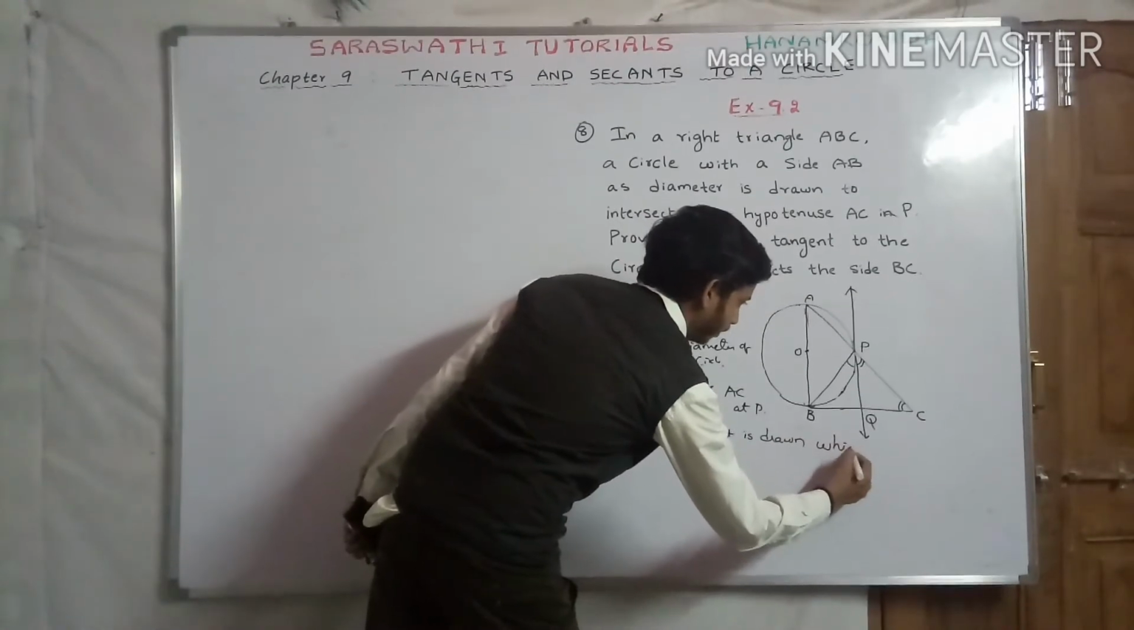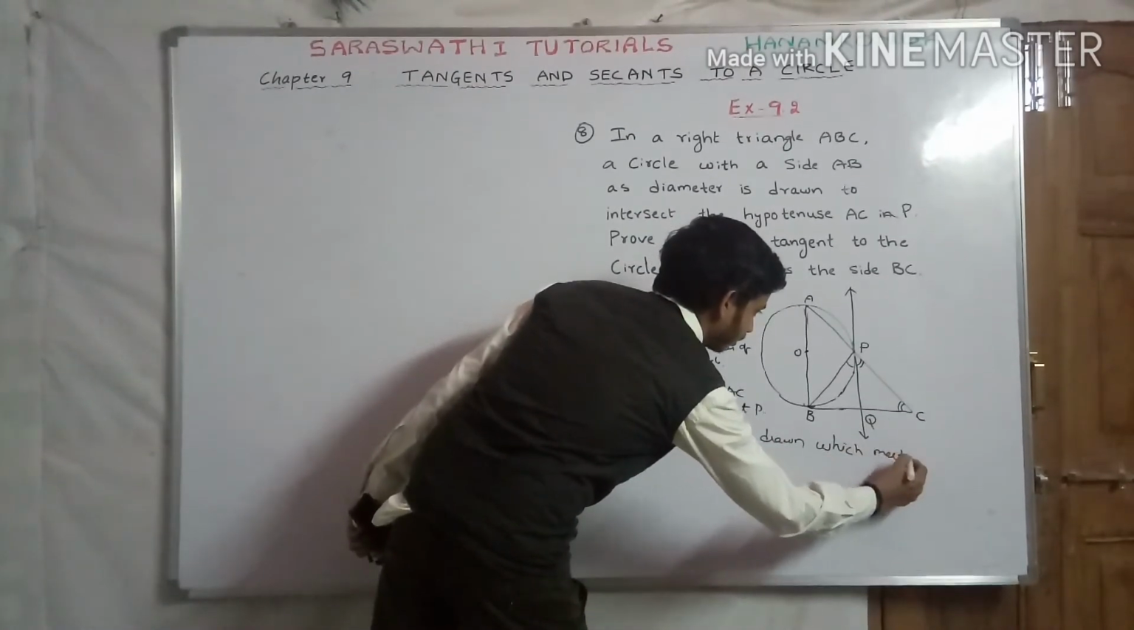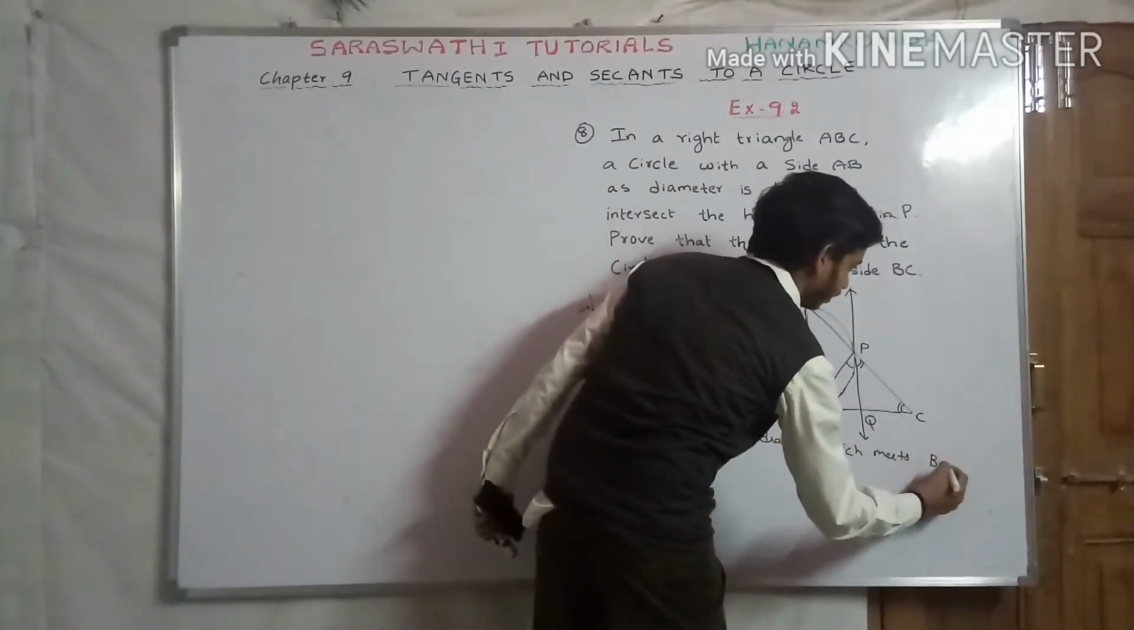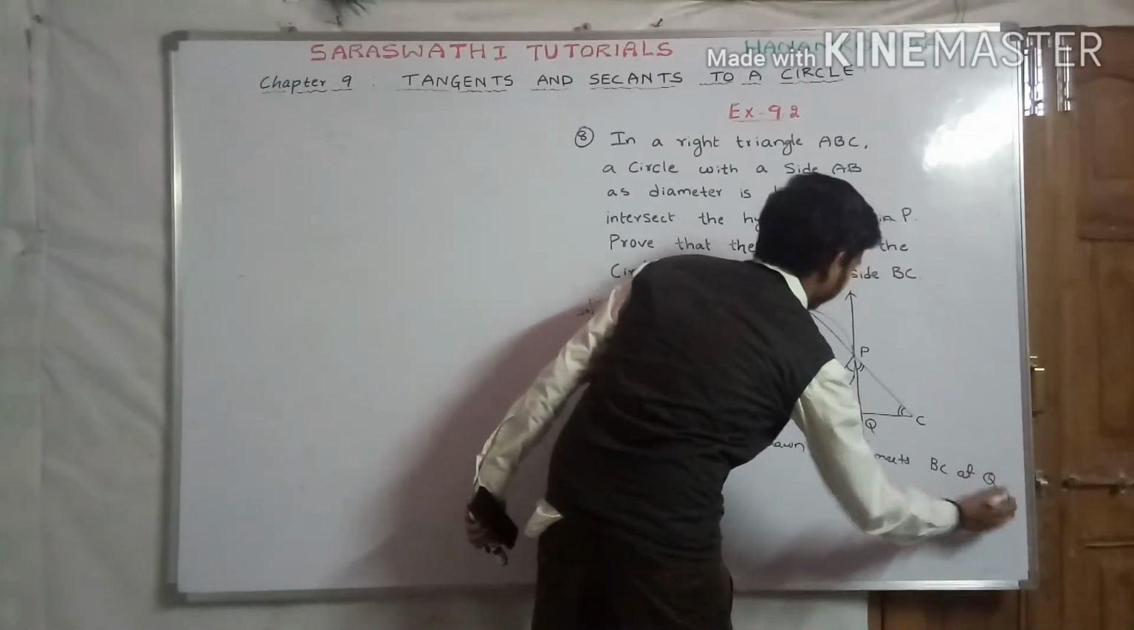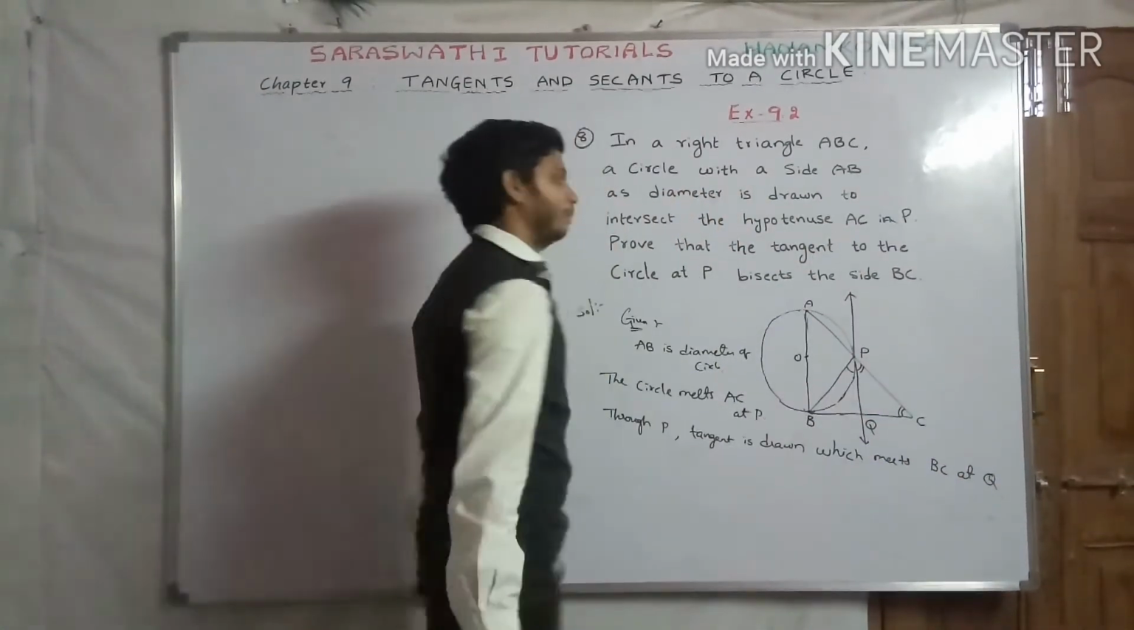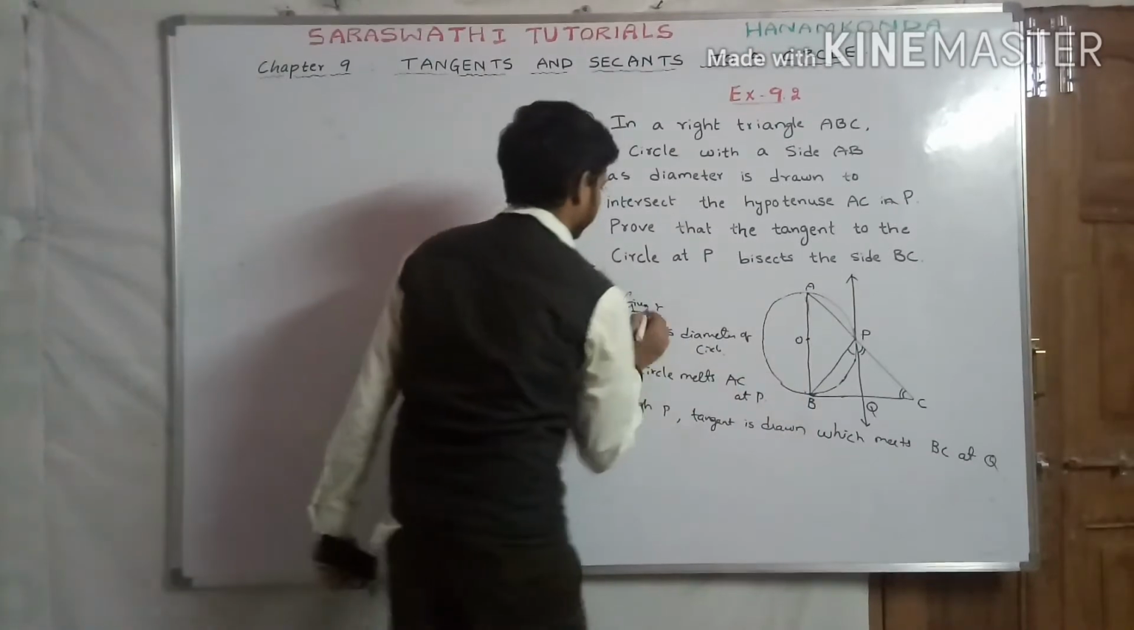Okay, so this tangent which is drawn from the point P meets BC at Q. Okay, this is the given data.